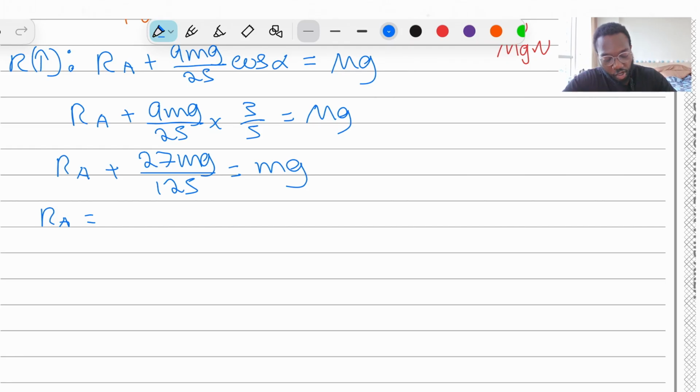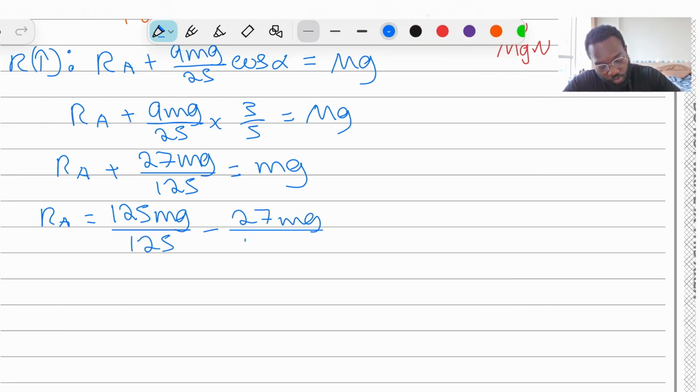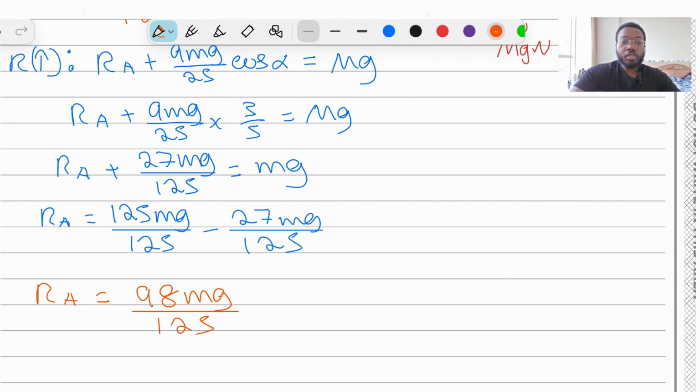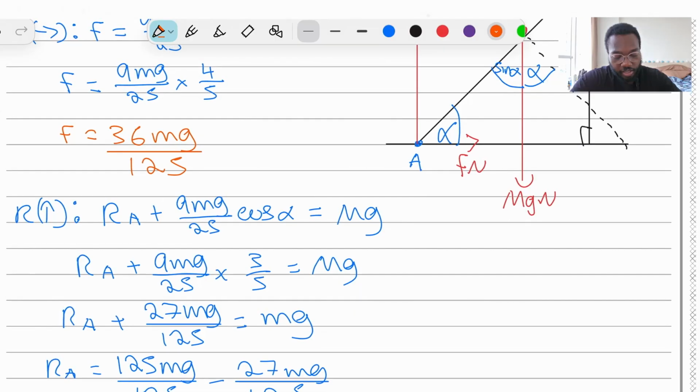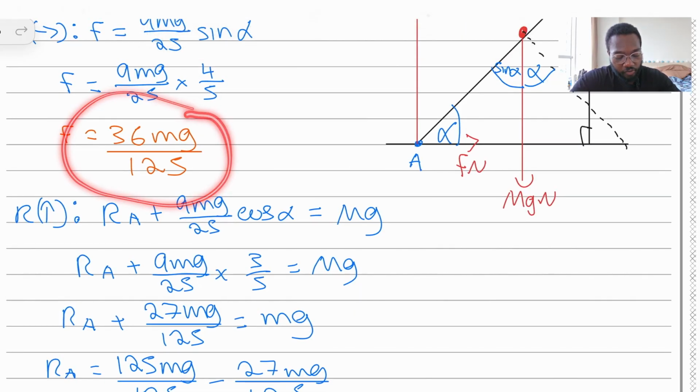Well, if we make mg as a fraction over 125, we get 125 mg over 125 minus 27 mg over 125. Therefore, we get that RA is equal to 125 take away 27, which gives 98 mg over 125. So we worked out that our RA value, our normal reaction at A, is 98 mg over 125. We worked out that our frictional force is 36 mg over 125.